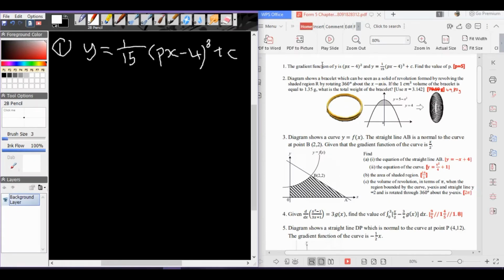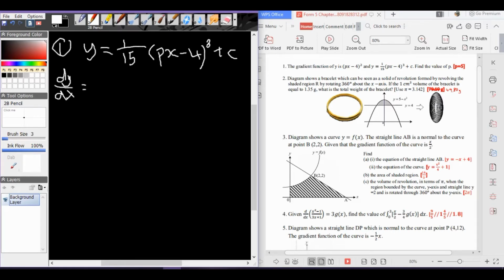Question 1. The gradient function of y is (px minus 4) squared, and given y equals 1 over 15 (px minus 4) cubed plus c. Find the value of p. When you see the words gradient function, this is dy/dx. You have to remember this. Gradient function means dy/dx.